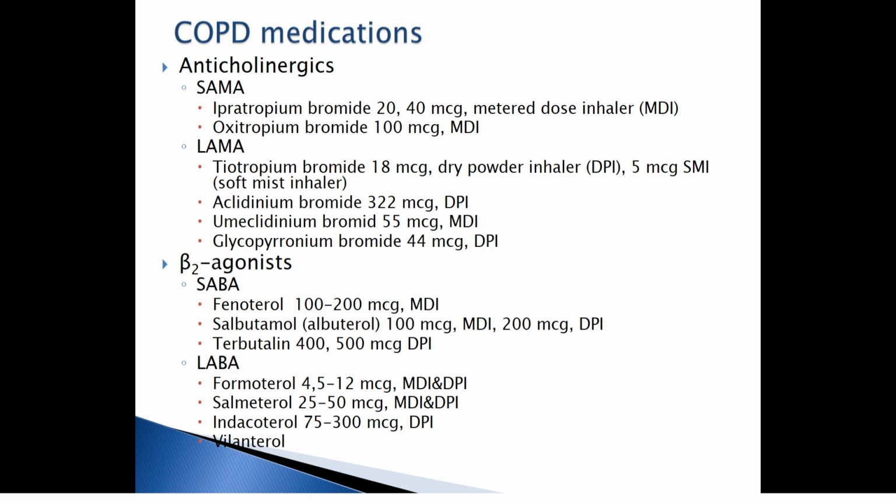Beta-2 agonists, short-acting: fenoterol, salbutamol most famous, and terbutaline. Long-acting: formoterol. Formoterol is a very interesting drug which is mostly classified as long-acting, but in some classifications as short-acting, because like short-acting, it starts its action very fast, but it continues its action for a long period of time. So this drug is very good and now very commonly recommended in treatment of asthma. We'll discuss it later. So long-acting beta-2 agonists: formoterol, salmeterol, indacaterol, and vilanterol.